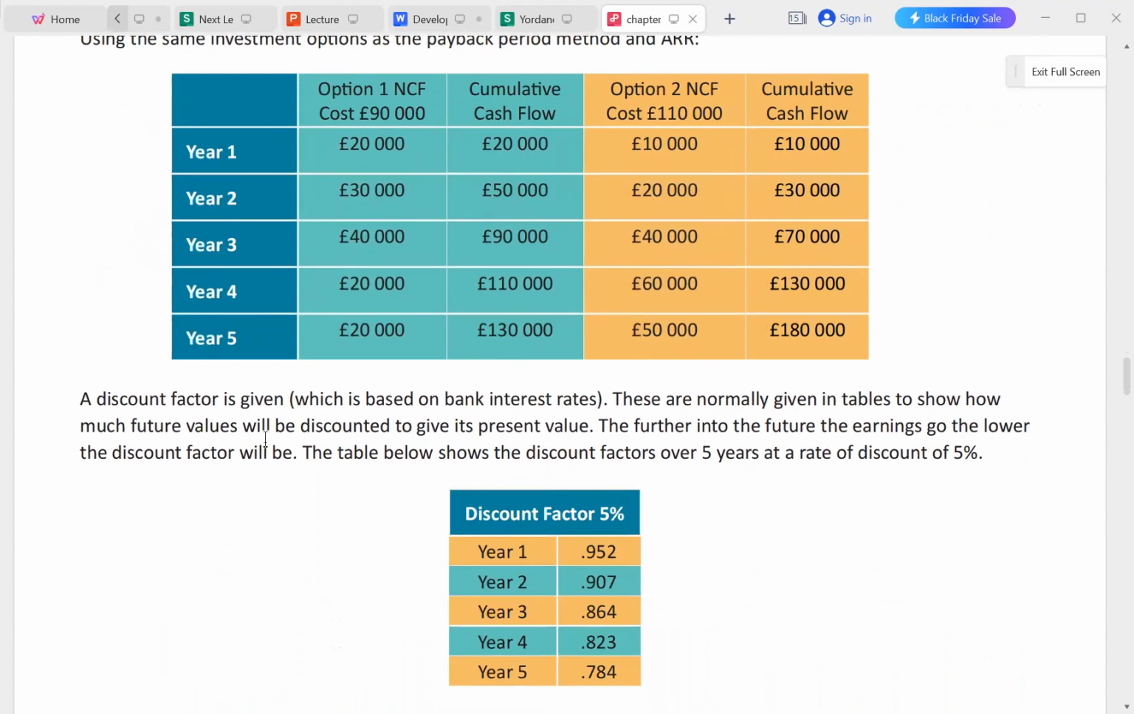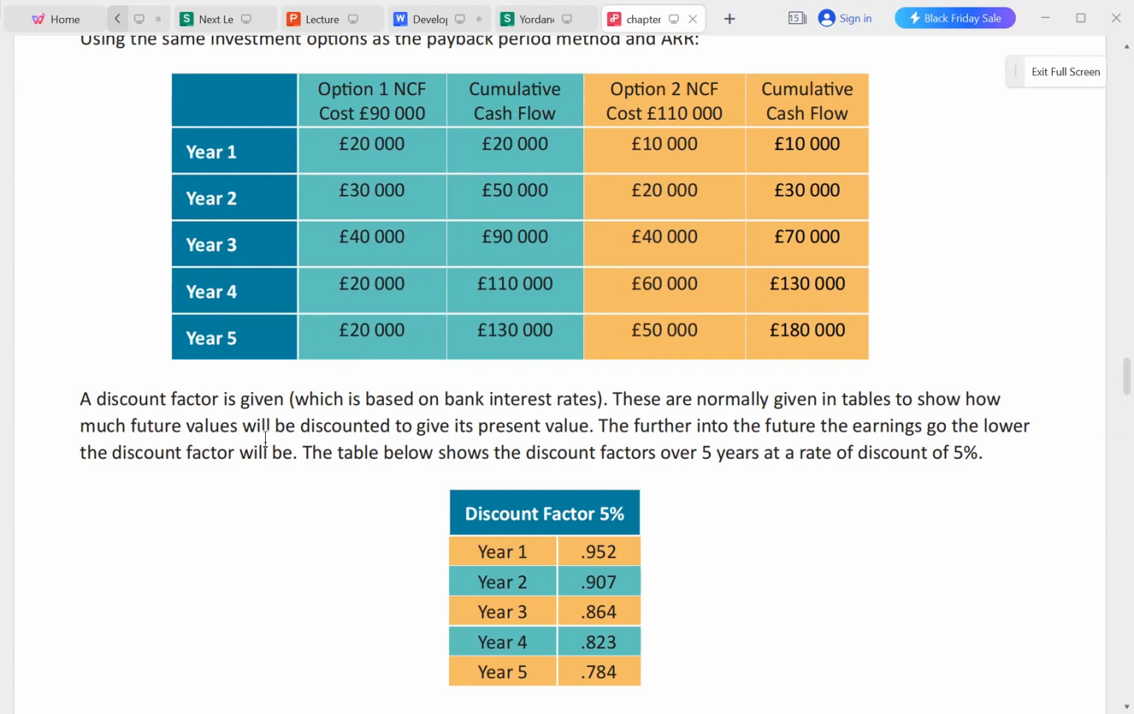So let's go back to the discount factor. A discount factor is given, based on a bank interest rate, and these are normally given in tables to show how much future value will be discounted to its present value. So for instance, mostly we choose the discount factor, and in DCF they call it WACC. So we choose that discount factor based on the bank interest rate.